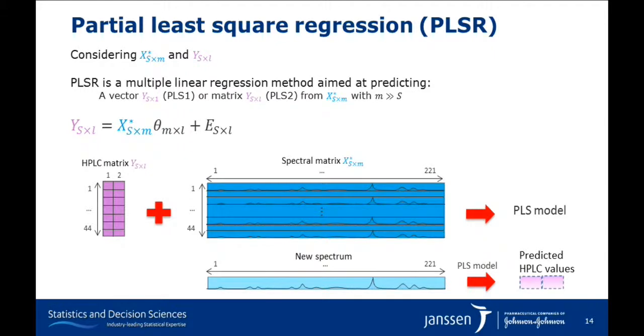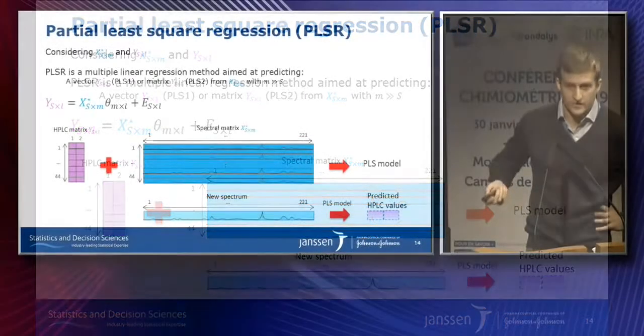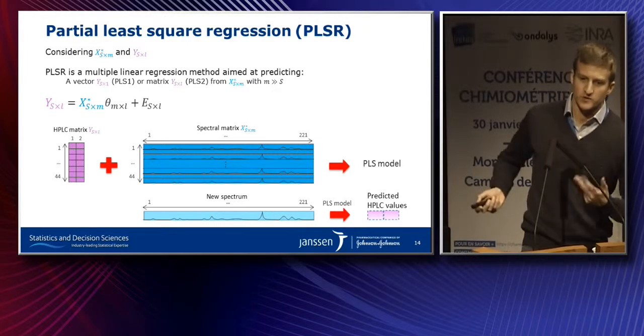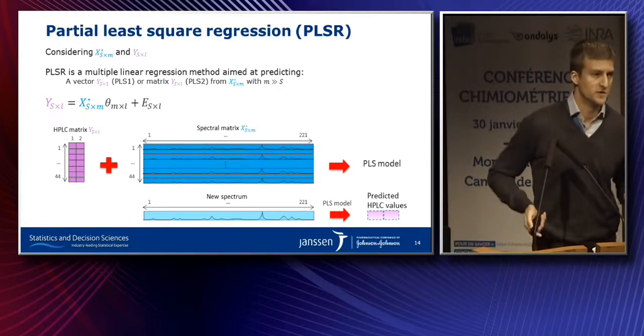And finally, the last method is partial least squares regression. And here, the idea is actually to build a calibration model from the spectra and HPLC values, and then to apply this calibration model on a new spectrum to predict new HPLC values.